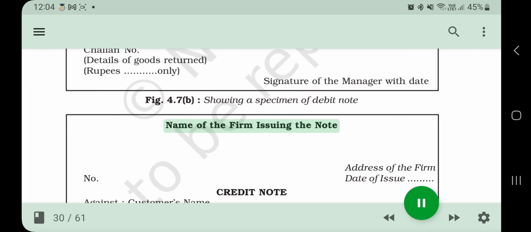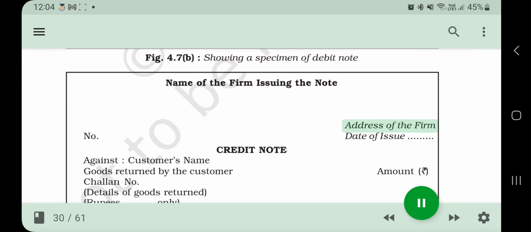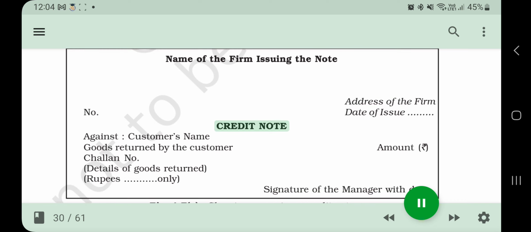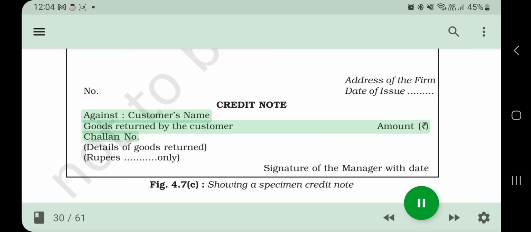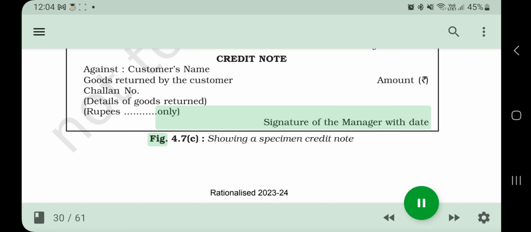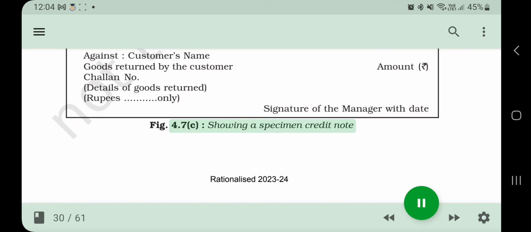Name of the firm issuing the note. Address of the firm. No. Date of issue. Credit note. Against, customer's name, goods returned by the customer, amount, Challan no. Details of goods returned, rupees only. Signature of the manager with date. Fig. 4.7c, showing a specimen credit note.